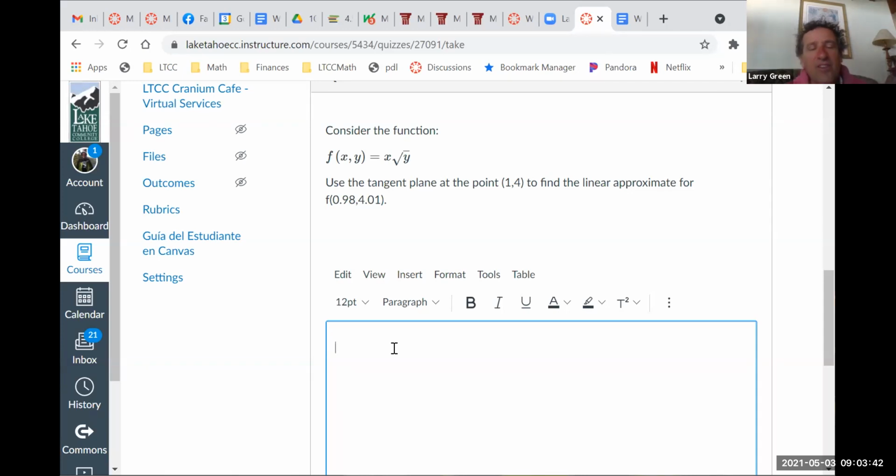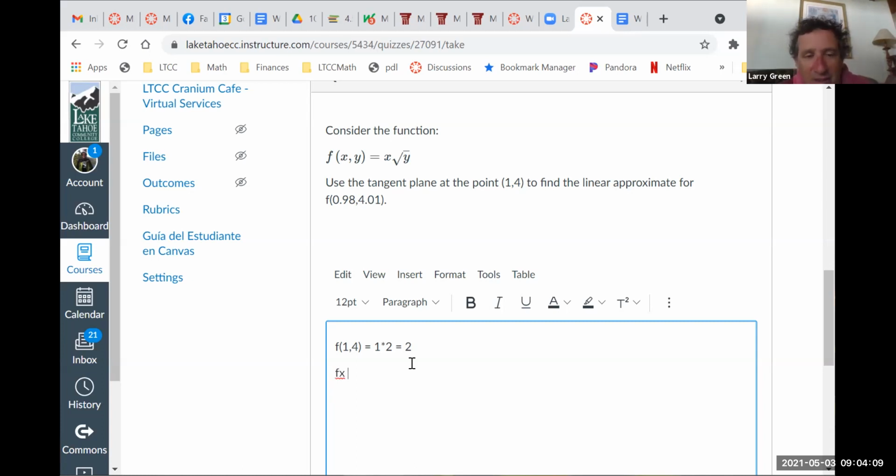Yeah, I basically do the same thing that I did before. It's just our purpose is different, but the method is exactly the same. Okay, we first plug in (1, 4). f(1, 4) is equal to 1 times the square root of 4, which is 2, which is equal to 2. Any questions on that?